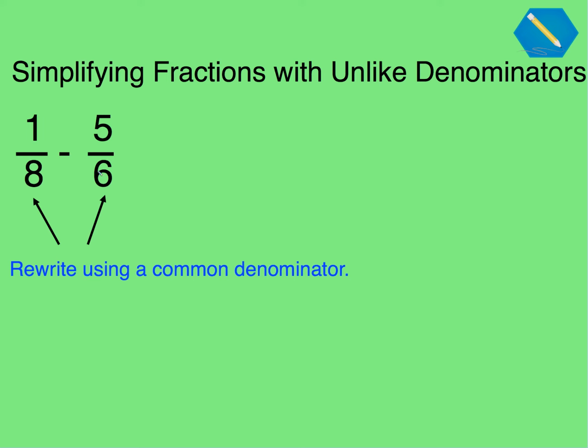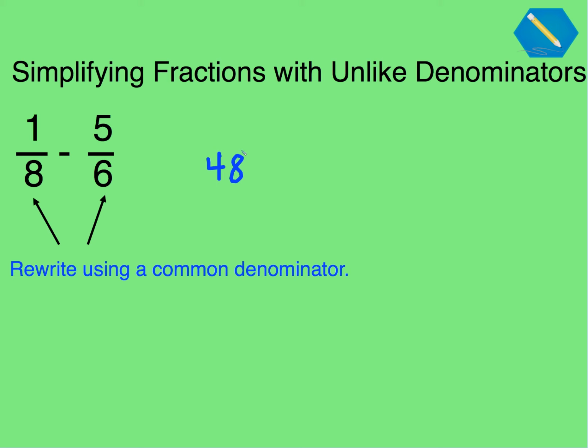When you're adding and subtracting, the denominator has to be the same in order to add and subtract fractions. So, if you know your multiplication facts well, you can go through the multiples of 8, go through the multiples of 6, and find a number that they have in common. Or you could just multiply 8 times 6, which would be 48, because you know that 48 is a multiple of 8 and it's a multiple of 6.